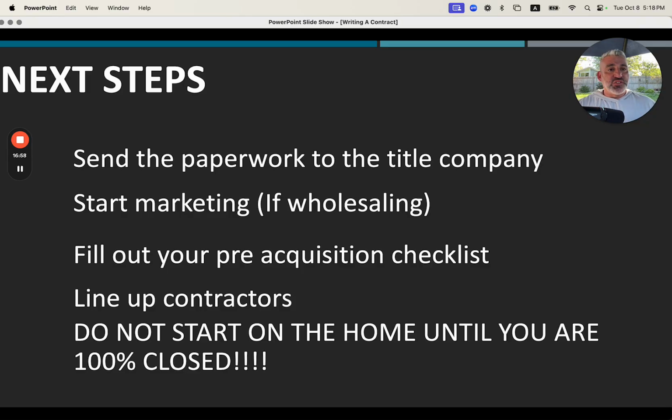Next, if you're gonna wholesale it, now you have the right to start marketing it. Again, it's on the paperwork, and now you have a fully executed contract. You're gonna start marketing now that you have that. Next is filling out your pre-acquisition checklist, lining up your contractors if you're keeping it, and do not start on the home until you are 100% closed. I don't care what anybody says. Do not swing a hammer. Don't do anything in that house until you're 100% closed, please.